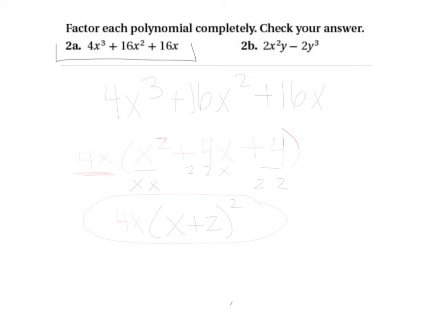So we were able to use a perfect square trinomial here. So my answer for the perfect square trinomial came out to x plus 2 squared, and the GCF has 4x in front of it. We keep that GCF in front of it still.